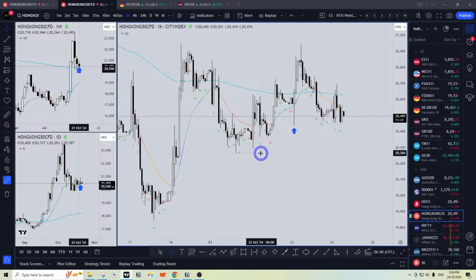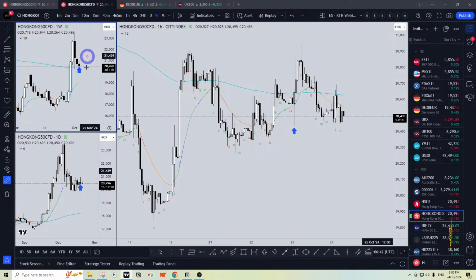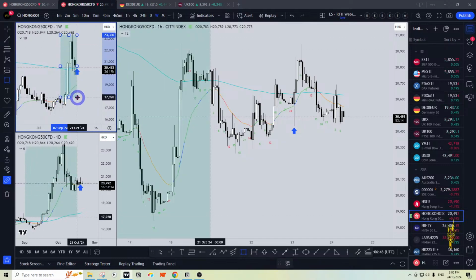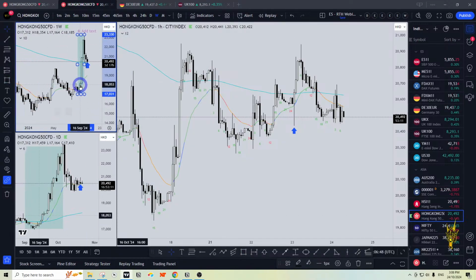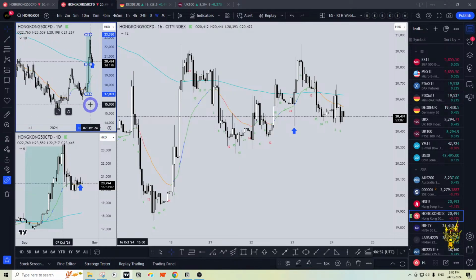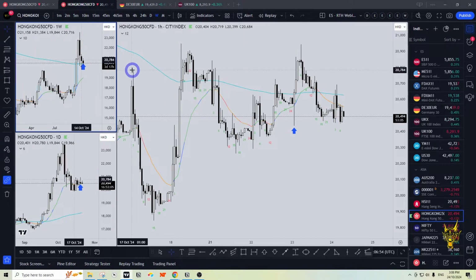I was trading Hong Kong this morning. So Hong Kong has had this just monster rally on the weekly. It's just insane. And so everyone's waiting for the pullback to buy. And what happens on the way down is traders are not sure where the pullback's going to stop.